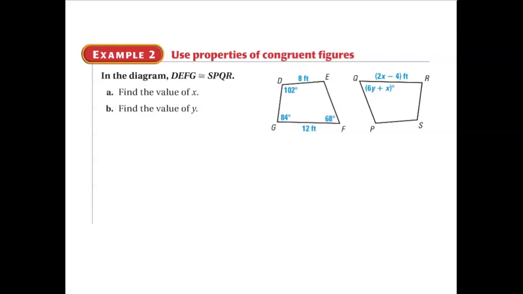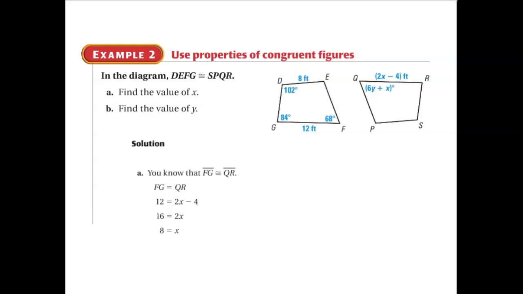So to find the value of x, we know FG is equal to 12 and QR is equal to 2x minus 4. So setting that equal to each other, we have 12 equals 2x minus 4, and we can solve that and get 16 equals 2x, so x equals 8. Now we still need to find the value of y.